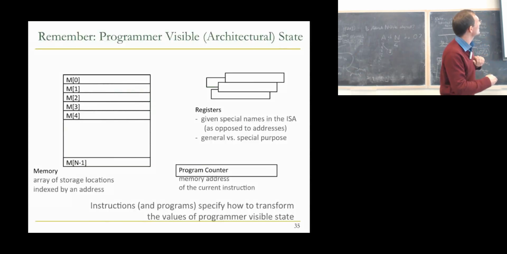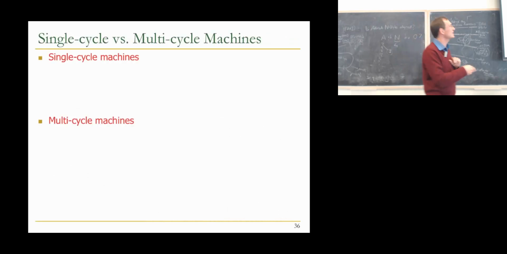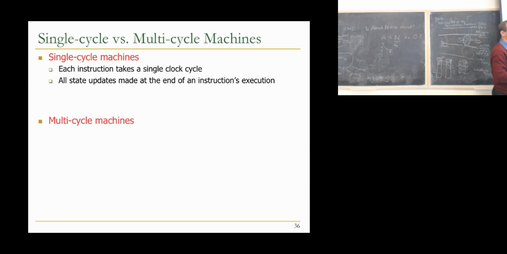So in single cycle machines, each instruction takes a single clock cycle. All state updates are made at the end of the instruction's execution. The biggest disadvantage is this: the slowest instruction determines the cycle time. And as a result, you get a long clock cycle time.